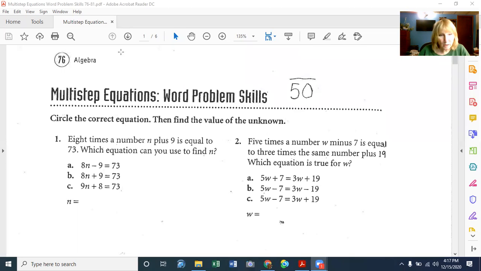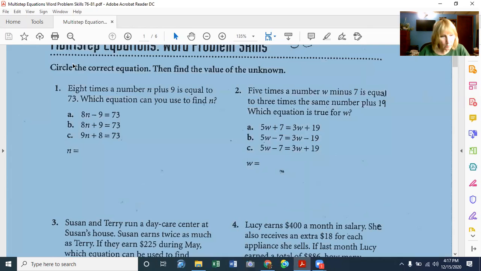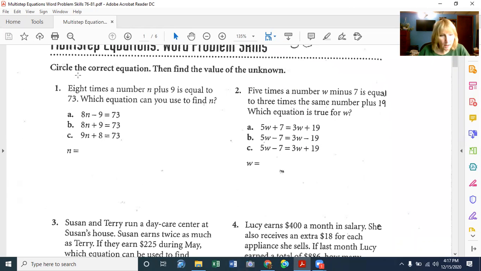Number one, you have to be careful on these to make sure that you are really paying attention to what the equation is asking you to do. So the first one says, 8 times the number, circle this one right here, 8 times the number n plus 9 is equal to 73. So I usually just take it one step at a time.